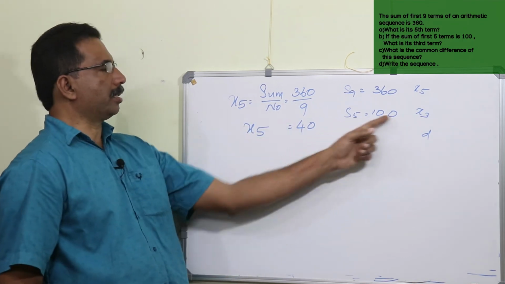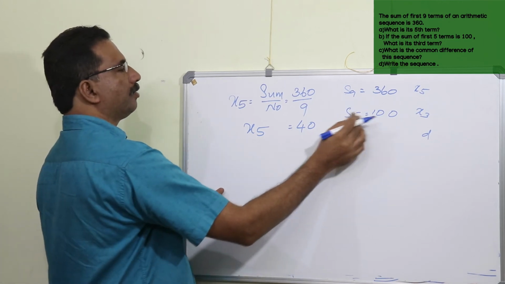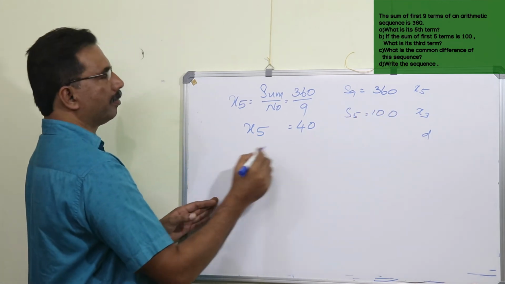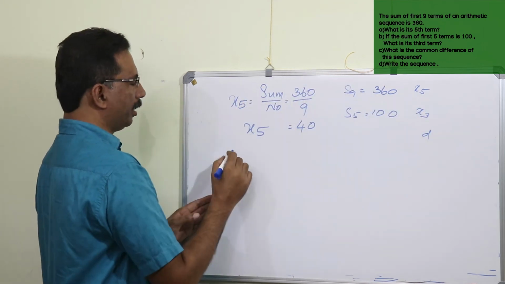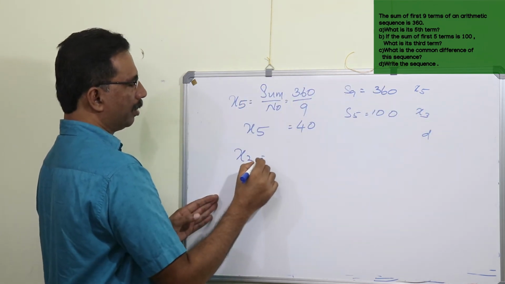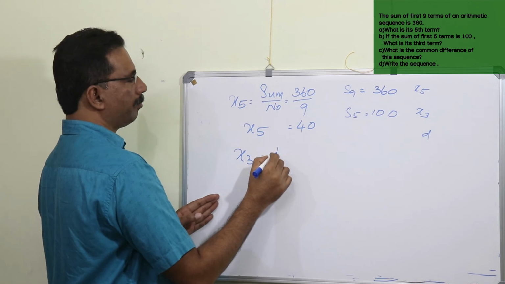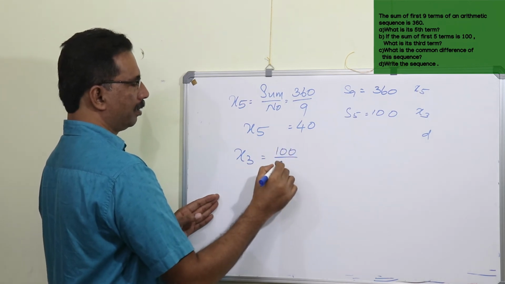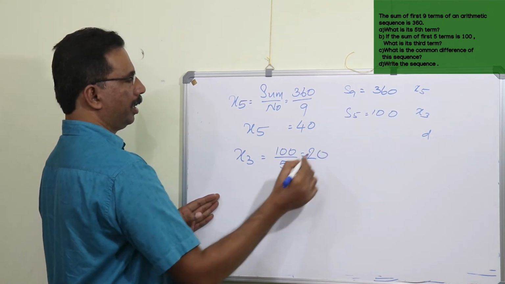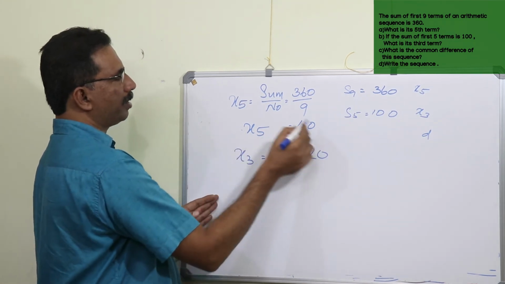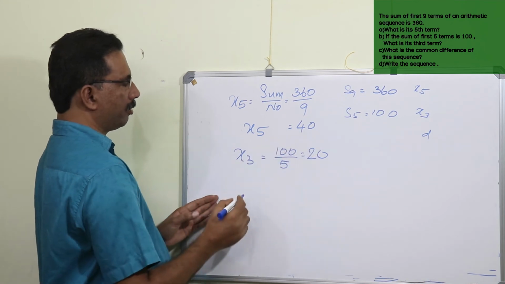And second part, sum of the first 5 terms is 100. Then third term, sum of the first 5 terms, the middle is the third term. Then x3 is equal to sum divided by number. That means 100 by 5. What is that? 20. We have x5 is equal to 40 and x3 is equal to 20.